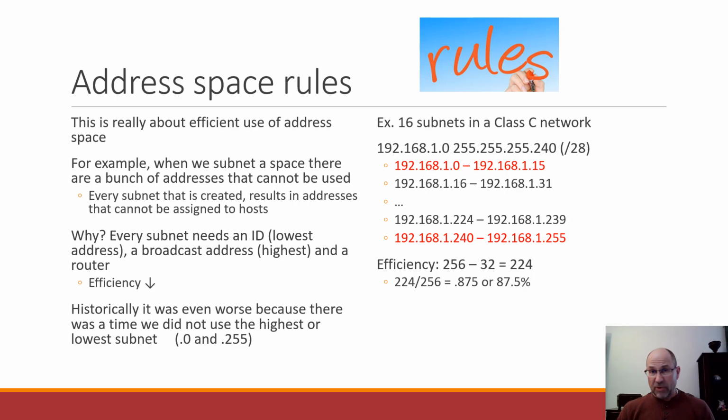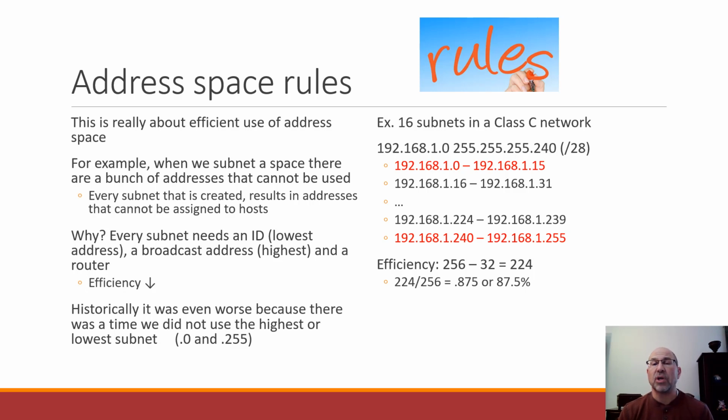Historically, this was even worse because there was a time when we didn't use the first subnet, because the first address in the subnet was .0, which was the same as the classful address space, and we didn't use the top subnet either, because the directed broadcast at that subnet was the same as the directed broadcast at the classful address space. Thankfully, we don't do that anymore. So now we've recovered those 2 chunks of address space, but we still have a problem. Let me illustrate the problem with an example.